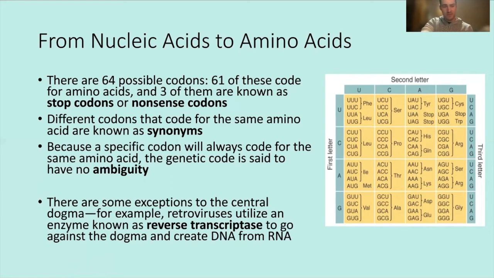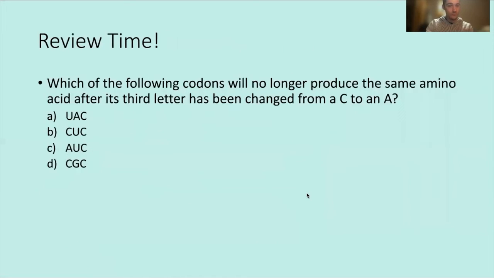And then there are some exceptions to the central dogma. For example, retroviruses utilize an enzyme known as reverse transcriptase to go against the dogma and create DNA from RNA. Like I mentioned before, this is the 15-week supplement course, so a lot of the stuff we're talking about here, we did go over in the original course. We do have a 15-week MCAT prep course. It's for free. You can find it on YouTube and on our website. I did speak in one of the virology lessons about reverse transcriptase and the lysogenic cycle. That's the most common example of how certain viruses can actually defy the central dogma.